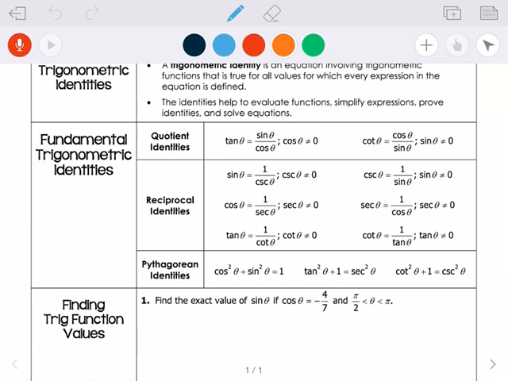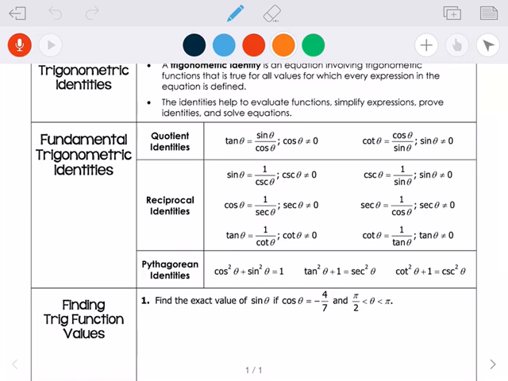The Pythagorean identities, this is what we're going to focus on today. So we have cosine squared plus sine squared equals 1. You could also manipulate this equation. We're going to have to eventually manipulate it somehow. You have tangent squared plus 1 equals secant squared, and cotangent squared plus 1 equals cosecant squared, all of theta.